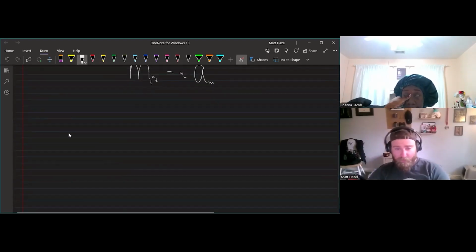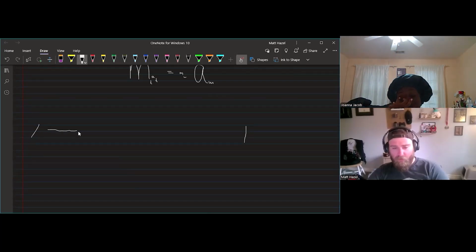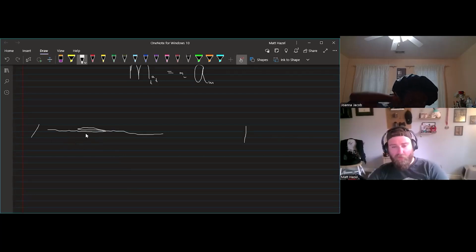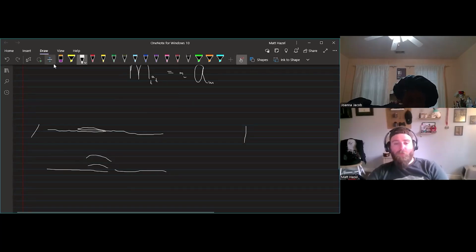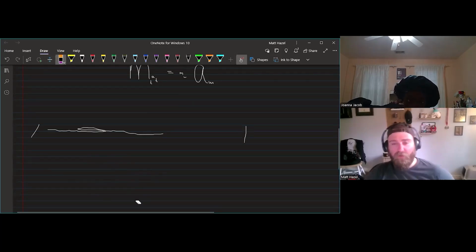Like if I'm running a race, here's the start, here's the finish. I run the race, and then I stop and I have to go back and pick something up and then I keep going forward. That's the displacement. So the displacement would take into account going forward, coming negative, and then going forward again. My distance is the entirety of this combined, this plus that plus that plus that. So distance and displacement are a good example of a scalar and a vector.